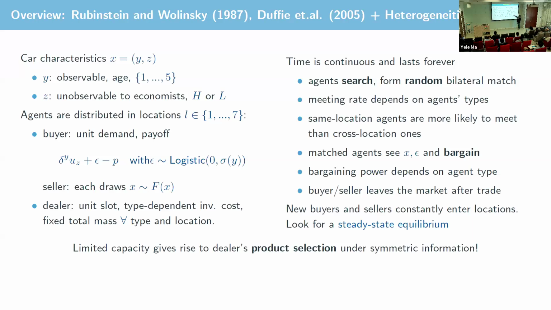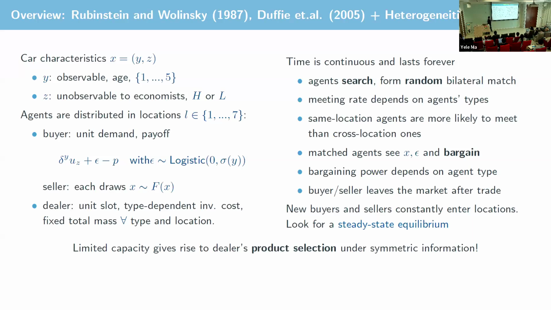And then whenever a seller and buyer get their car or sell their car, they leave the market, and then someone else is going to come over time, every period. So we're going to focus on the steady state equilibrium, which tells you that in each location, for each type of agent, their measure will be constant over time.